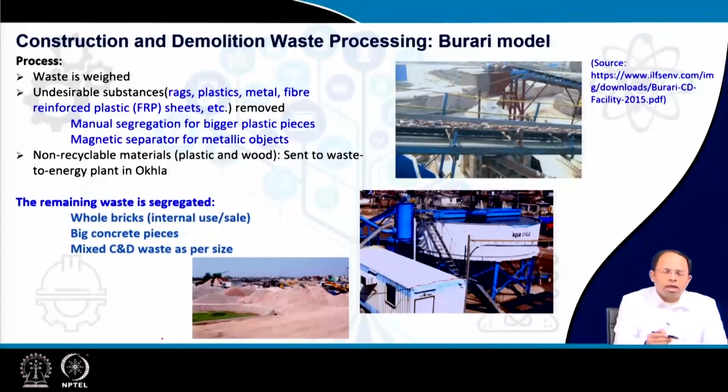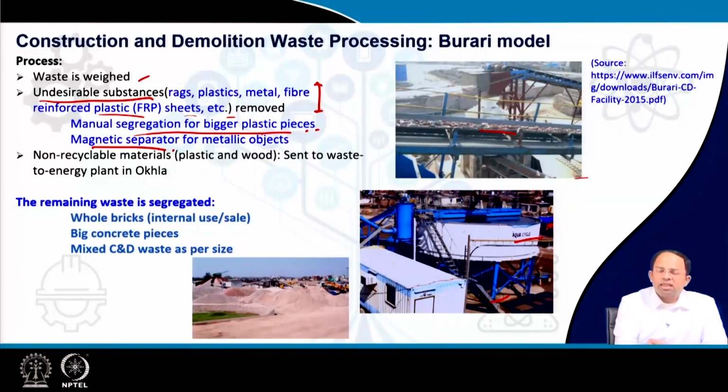Now, the process in this particular plant: you can see the different operations where the conveyor belt is carrying the crushed material, and there are other cleaning facilities. This is the aqua cycle over here. Waste is first weighed, to see how much waste is coming in. Then initially undesirable substances such as rags, plastics, metal, and fiber reinforced plastic sheets are removed. Then there is manual segregation of bigger plastic pieces. This segregation is done manually and also using some amount of mechanical means.